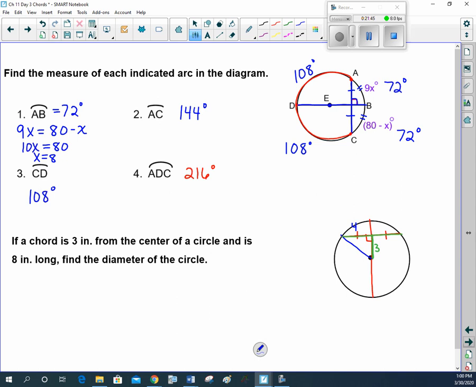Then find the diameter of the circle. Okay, well, guess what? I'm not going to use the diameter that I drew in because it's not part of my right triangle. I want to use my right triangle. This is actually a 3, 4, 5, right? It's a Pythagorean triple. This radius right here is 5. Well, if you know a radius, you know the diameter. If the radius is 5, then the diameter is 10. So whatever our units are, our diameter is 10.